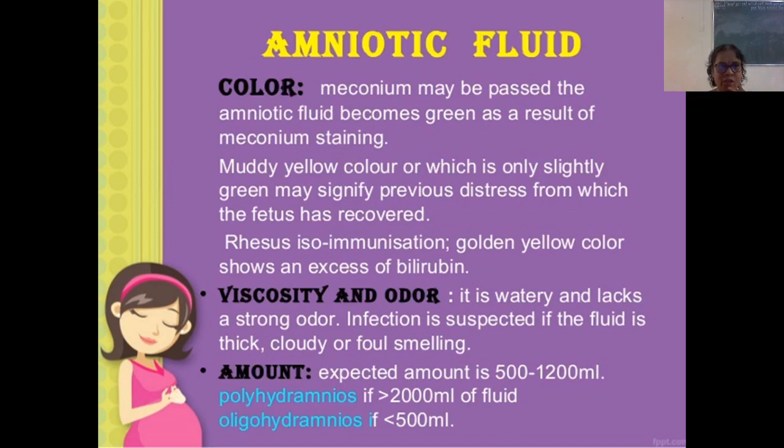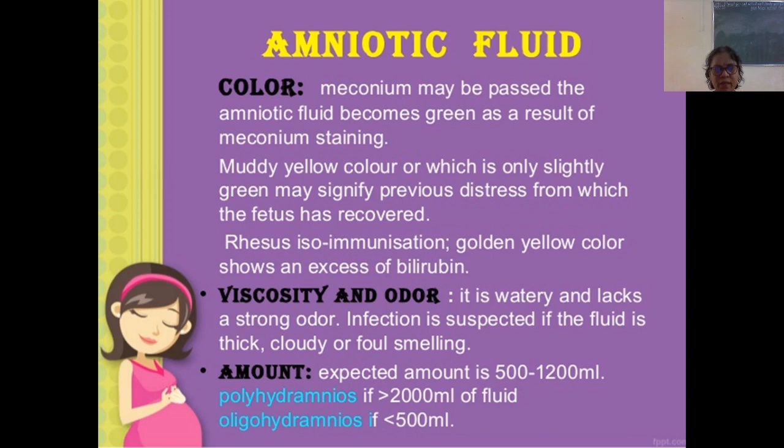Then amniotic fluid. The color of the amniotic fluid: meconium may be passed in the amniotic fluid, and it is indicated by green color of the amniotic fluid as a result of meconium staining, and muddy yellow color or which is only slightly green may signify previous distress from which the fetus has recovered. And in rhesus isoimmunization, golden yellow color shows an excess of bilirubin. And viscosity and odor, it is watery and lacks a strong odor. Infection is suspected if the fluid is thick, cloudy or foul smelling.